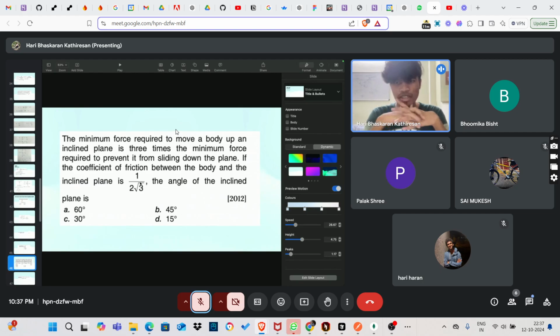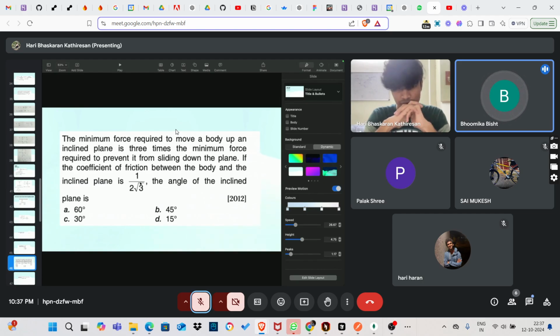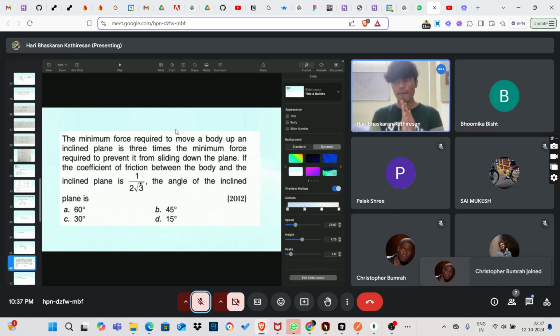Which direction does mg sin theta act? Which direction does friction act? Mg sin theta will act downwards only. Since friction is to prevent it from going downwards, friction will act upwards, the opposite direction.